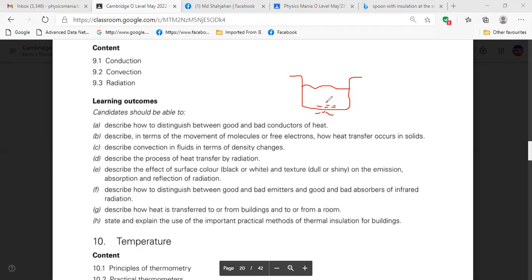If they are moving far apart, what happens? Their volume increases, right? And when the volume increases, we have less density. The molecules move farther apart, which means their density becomes less. They are becoming lighter, isn't it? So when they become lighter, what happens? They rise up.